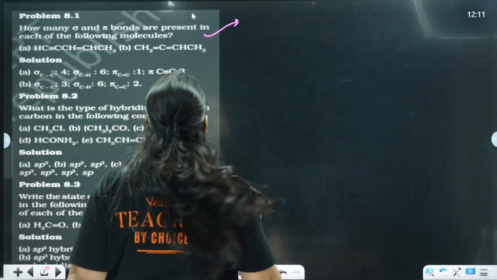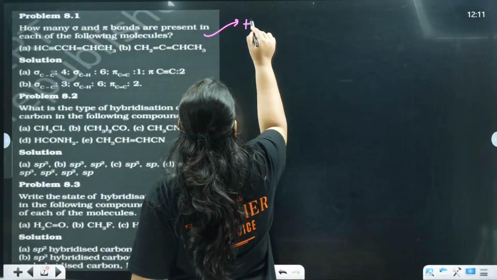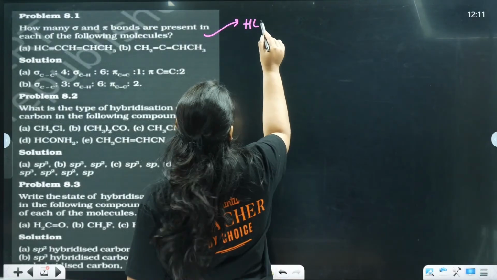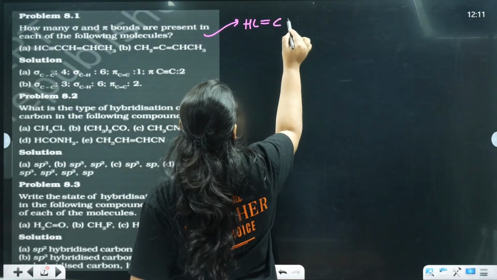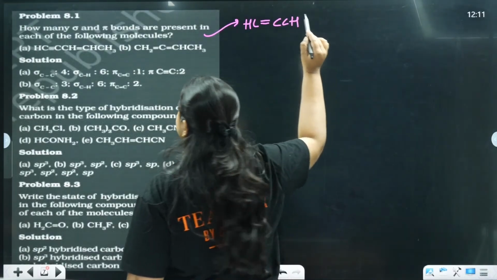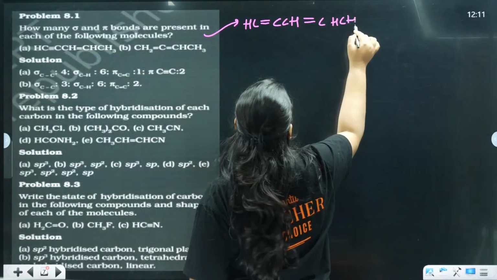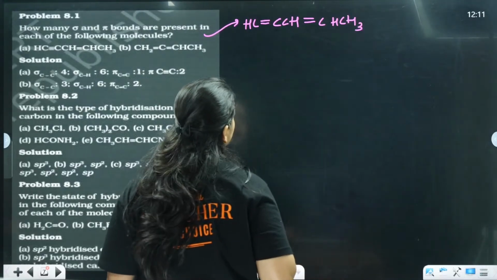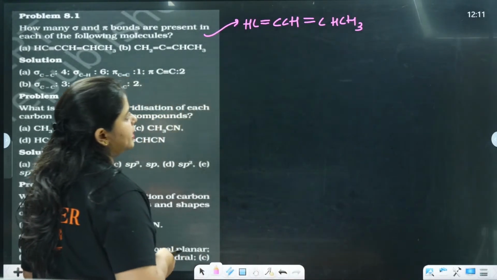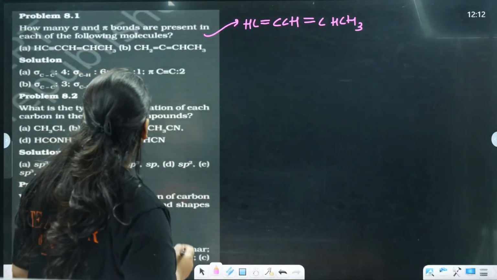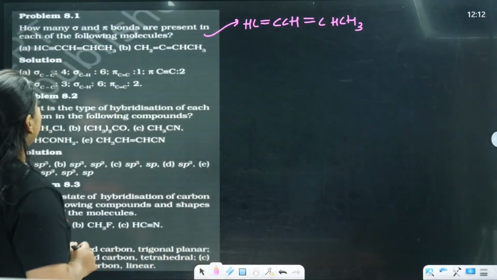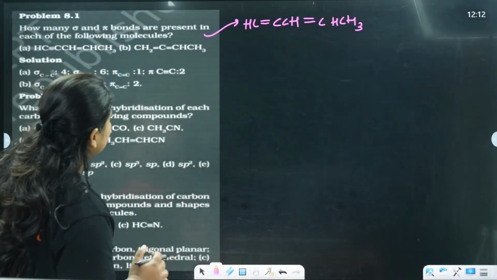One second guys. Okay. HC double bond, in case it is not clear, I am writing the question once again. CCH double bond CH3. Okay, CH double bond CCH double bond CH3. So this is the question they have given. They asked us to find out the sigma bonds and pi bonds.